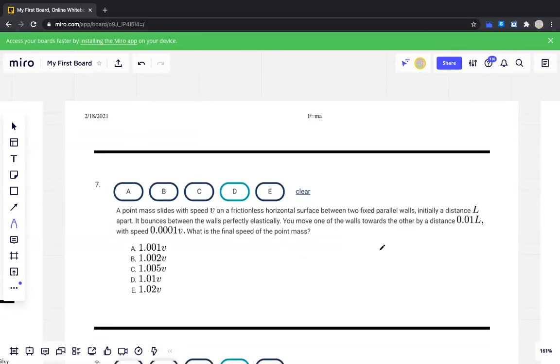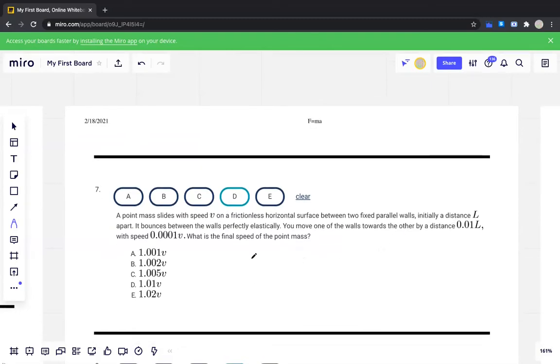So problem 7, we have a point mass that's sliding with speed v on a frictionless horizontal surface between two parallel walls that are initially a distance L apart. So we have two walls, distance of L, and a point mass is sliding with velocity v. It bounces off the walls perfectly elastically, and we're moving one of the walls a distance 0.01 L closer. So now the distance is going to be 0.99 L.